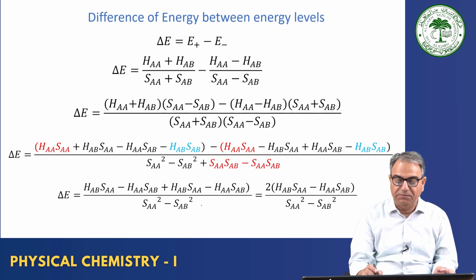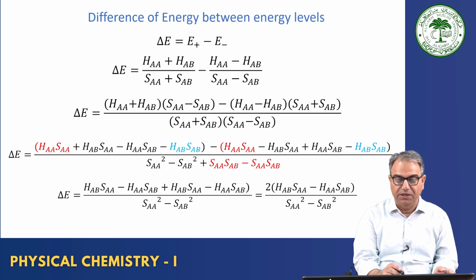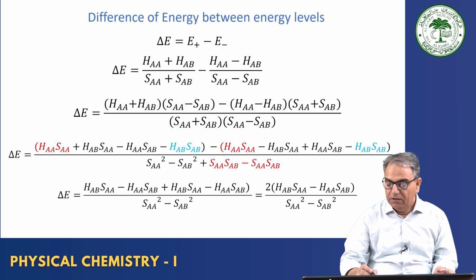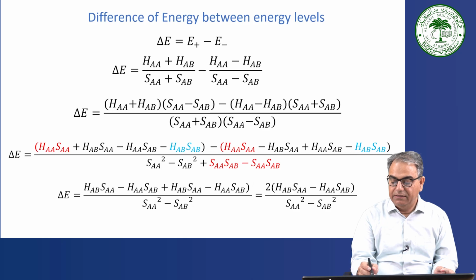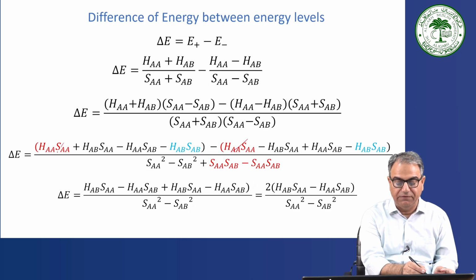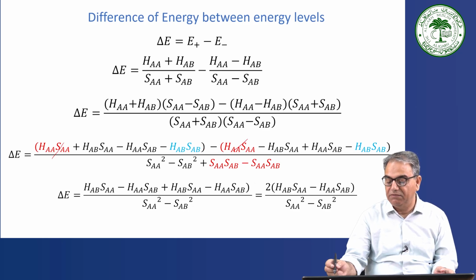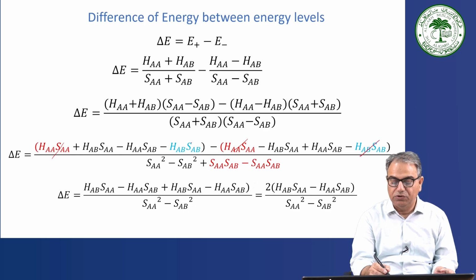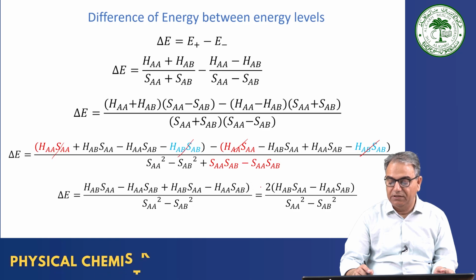If you expand the terms, you find that the HA SA terms, one positive and one negative, will go. Here you have HAB SAB, a negative term, and minus multiplied by minus makes it positive, so these two terms will go. It's colored like this to facilitate things for you.